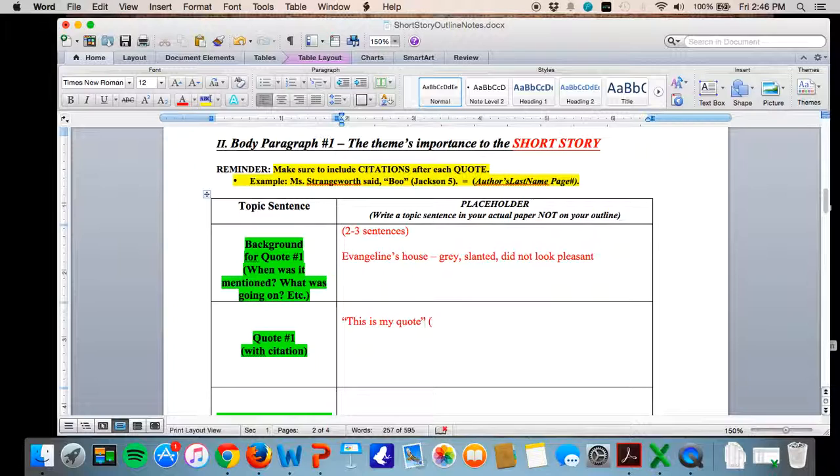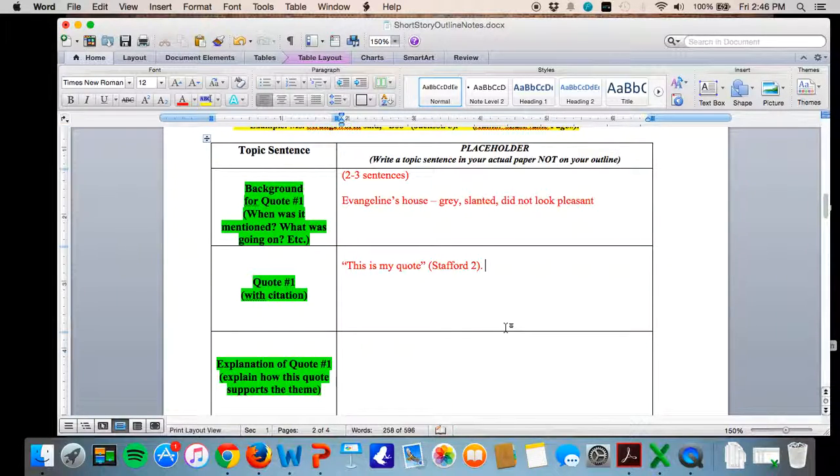Then I'm going to give a parentheses. This story was written by William Stafford, so I'm going to put the last name. I'm going to pretend it's on page 2, and then end parentheses and period. I don't put a P, I don't put PG, I don't write out page. I literally just put the author and just the page number, nothing else in between. And that's how I would cite.